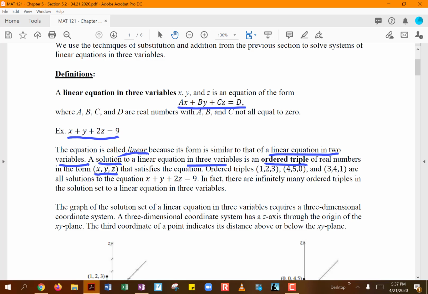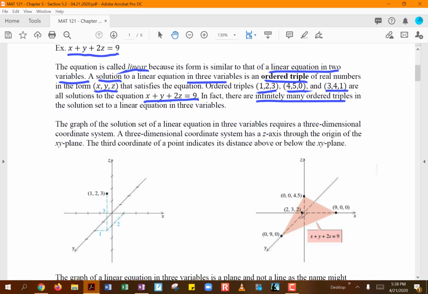So you can think of ordered triples as the numbers (1, 2, 3), (4, 5, 0), and (3, 4, 1). And all of these are going to be solutions to this example we just looked at, x plus y plus 2z equals 9. In this case, you can also think of one single equation having infinitely many ordered triples that will become part of the solution set for this linear equation in three variables. Okay, so just like we do with a straight line, these equations also will have an infinite number of solutions.